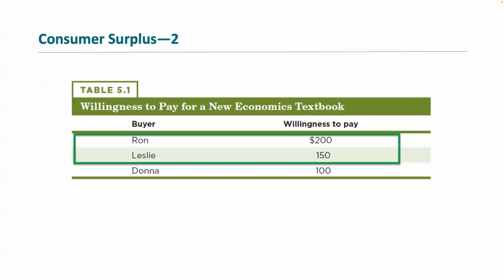Here we see that Ron and Leslie have a willingness to pay of $200 and $150, while Donna only has a willingness to pay of $100. If the textbook is $140, only Ron and Leslie will buy the book because their WTP, or willingness to pay, is higher than that price. It's greater than that price.